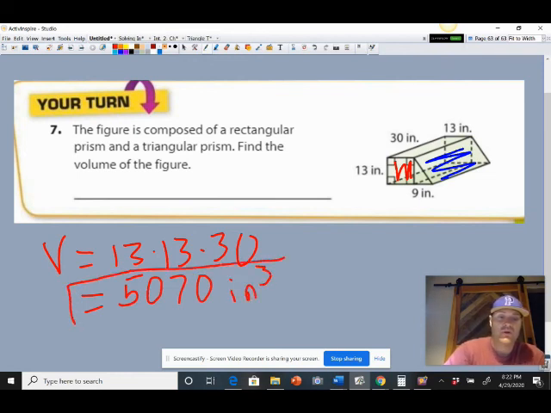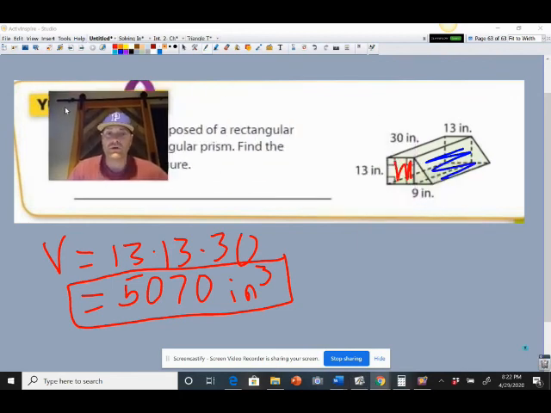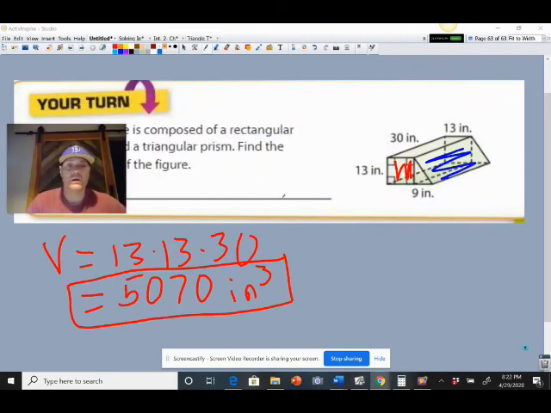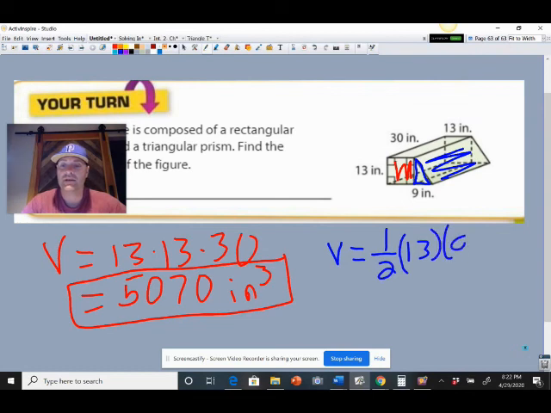So there's that one. And then we've got the other shape, which is going to be a triangular prism. So this one's going to be a little bit more difficult. This volume is going to be the area of the base. Now the base is going to be a triangle right here. And I have to find the area of that triangle. So that's going to be 9 times 13, divided by 2. So we're going to go 1/2 times 13 times 9. And that's going to be the area of the base.